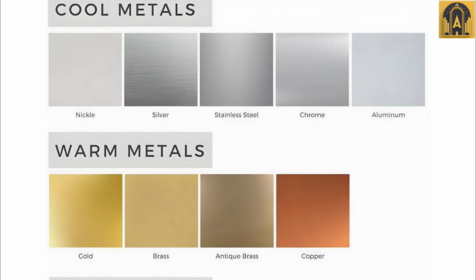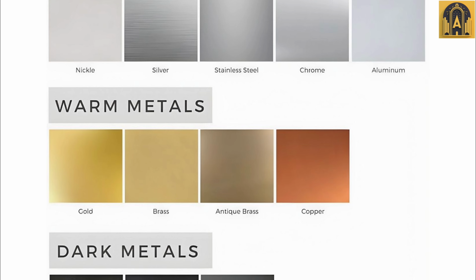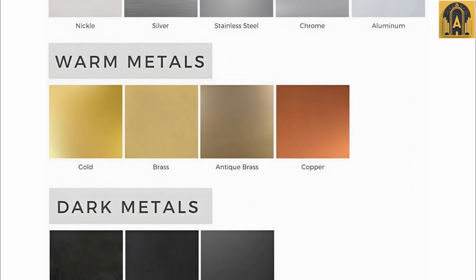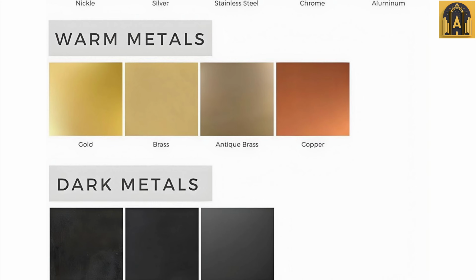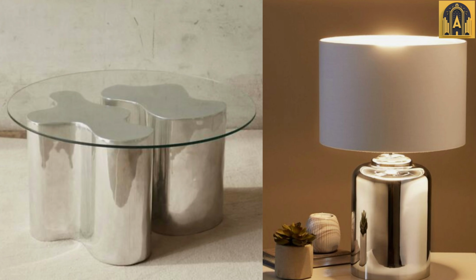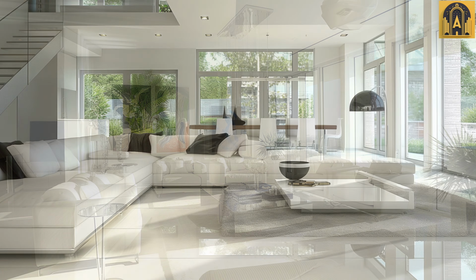What should we pay attention to when choosing metal? There are gray metals like chrome and stainless steel, yellow metals like brass and gold, and reddish metals like copper. We can also paint iron black. Gray metals such as chrome have a cooling effect. That is why they are mostly used in contemporary interior design.